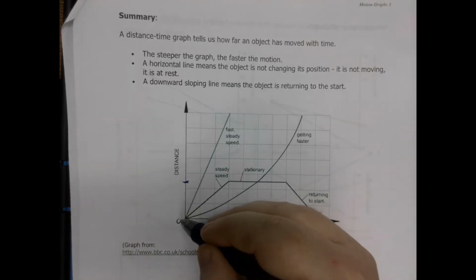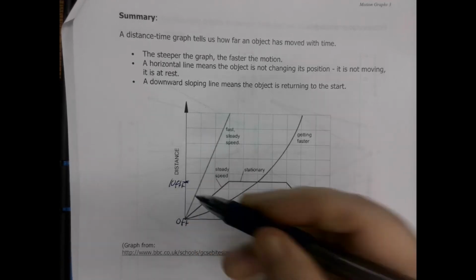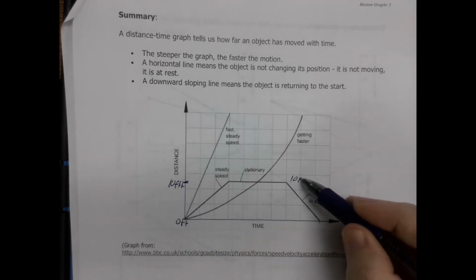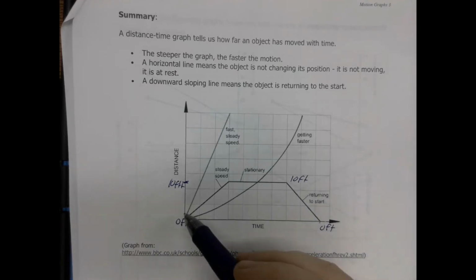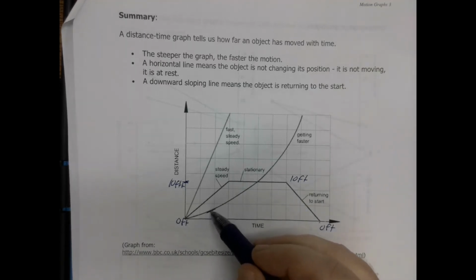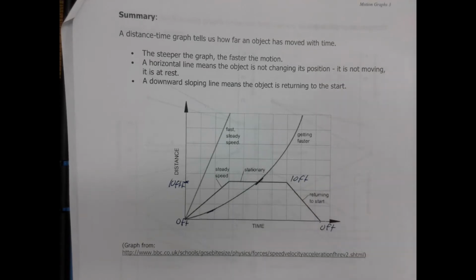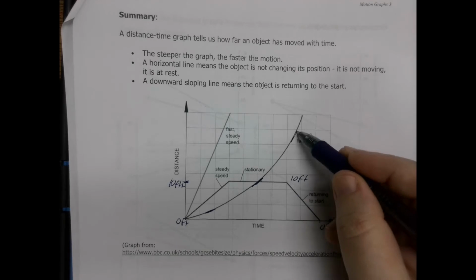So here it might go from 0 feet to 10 feet. And then from 10 feet, it starts moving back down to 0 feet. And the curve indicates that it's getting faster and faster. So you might be jogging, then you start, or you start out walking, then you start jogging, then you start running.